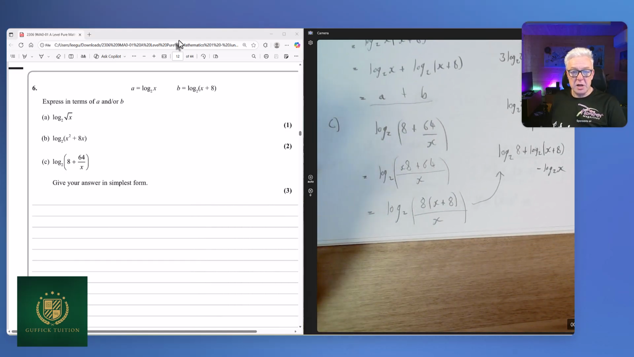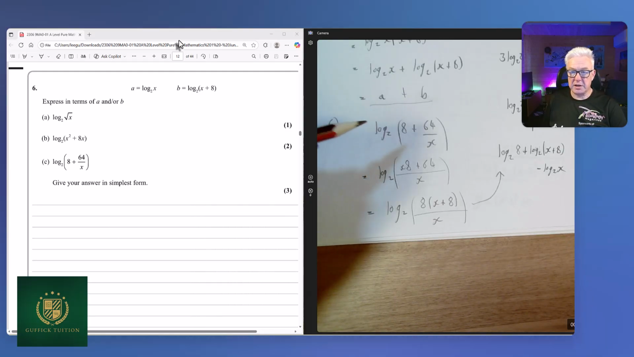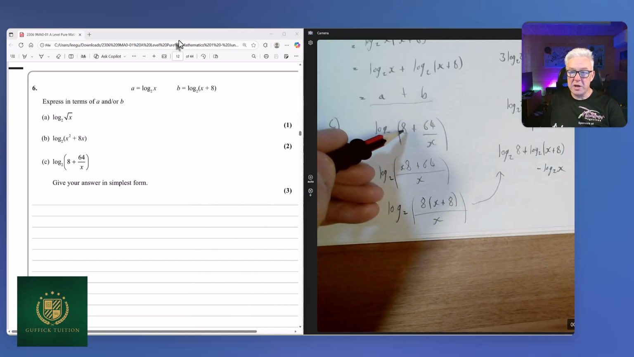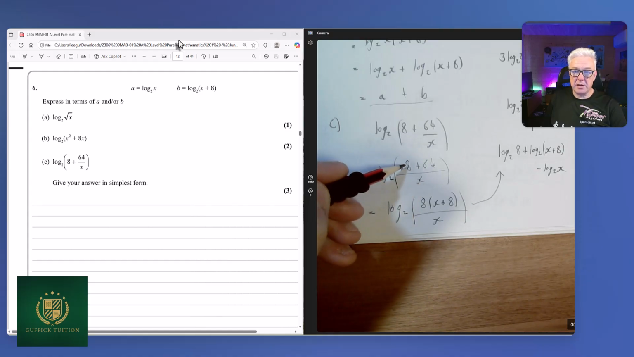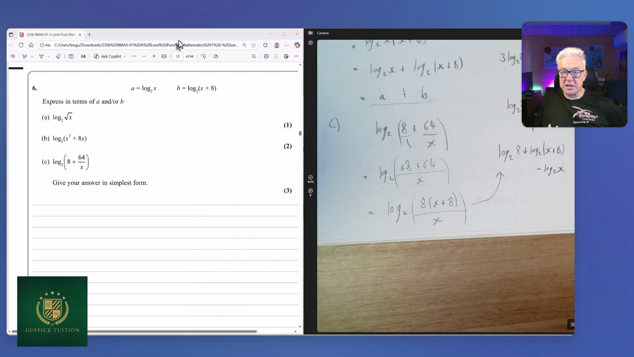So what have we got? Log to the base 2 of 8 add 64 over x. Now very often it can help us to write things as a single fraction. So what I've done is decided to combine these two elements by rewriting 8 as 8x over x. So I've thought of it as 8 over 1 and times the numerator and denominator by x.